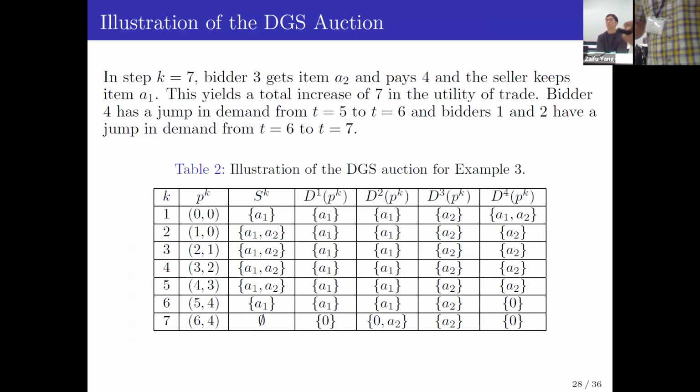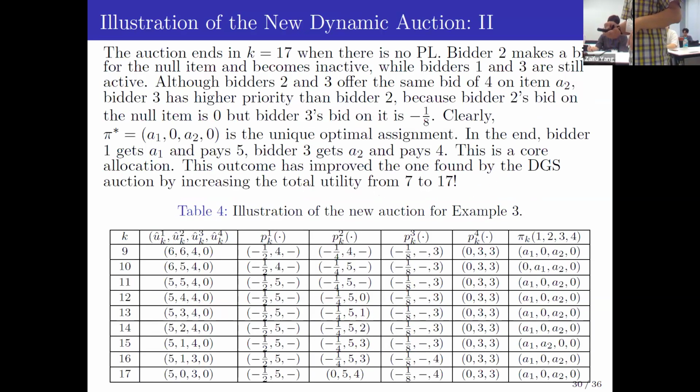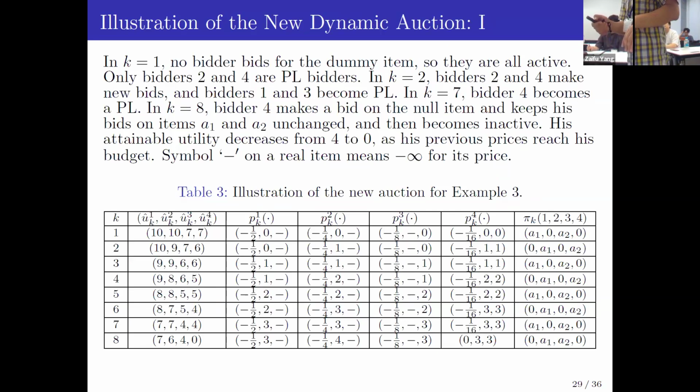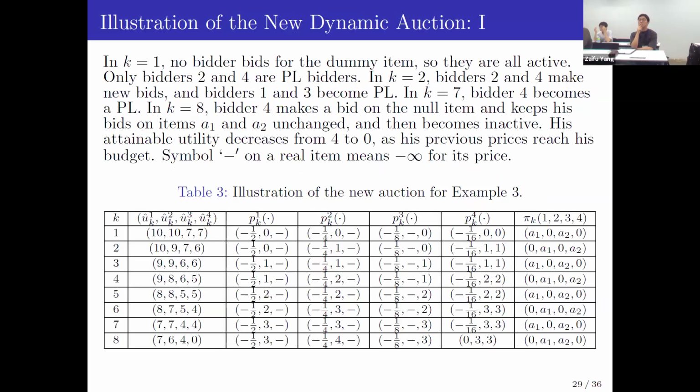Also, my own auctions don't work, because over there we cannot maintain the continuity in demand. And here, for this example, the total utility from trade is 7. Now we will compare the new auction.